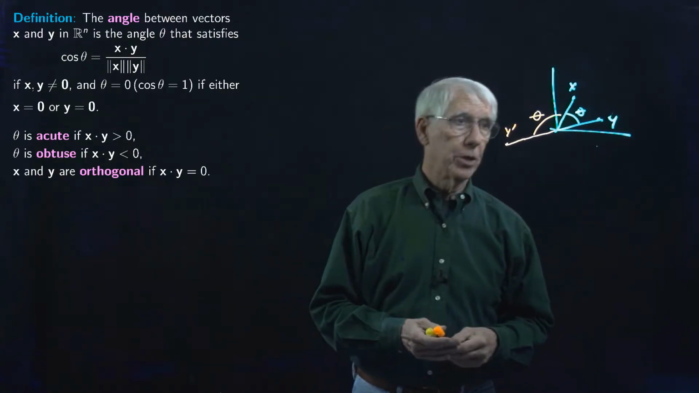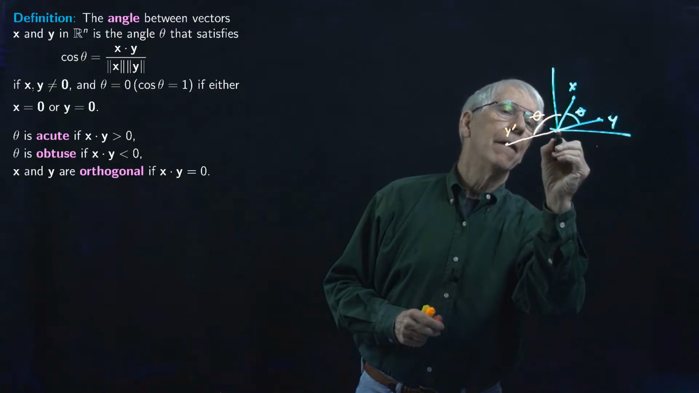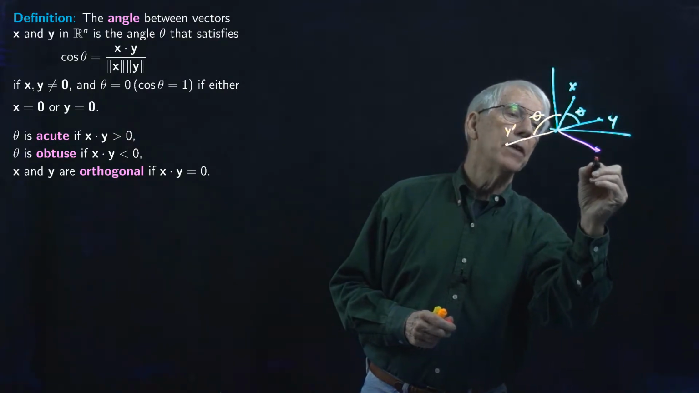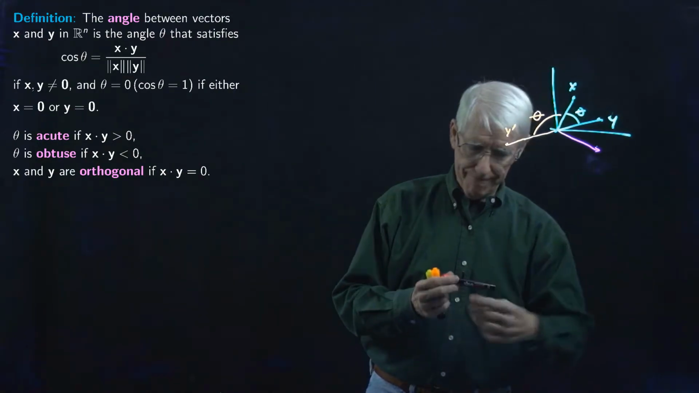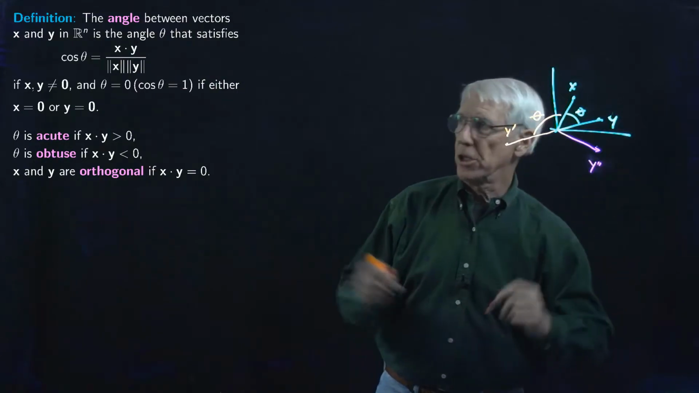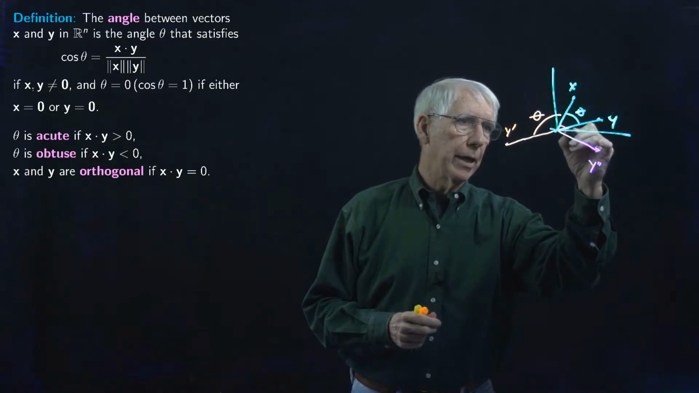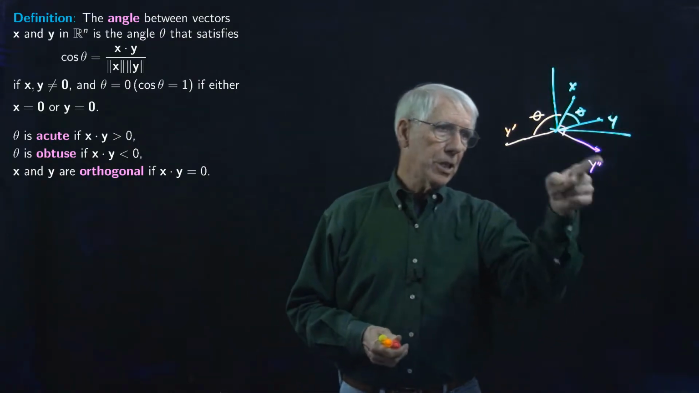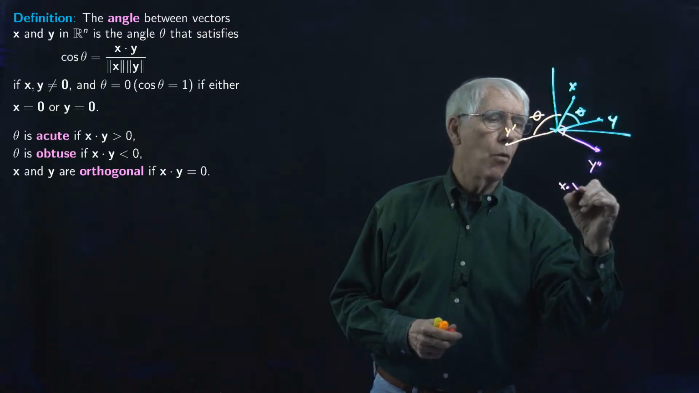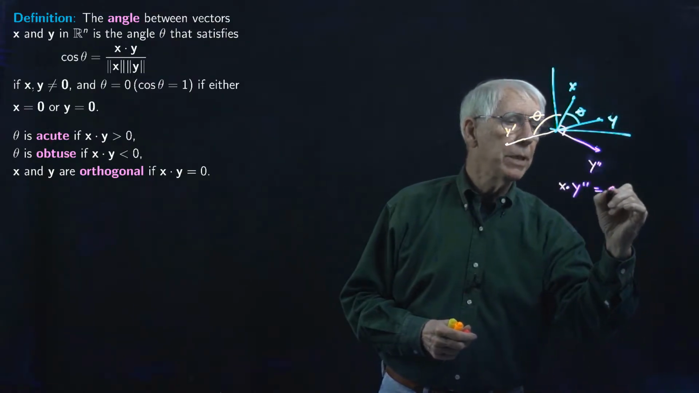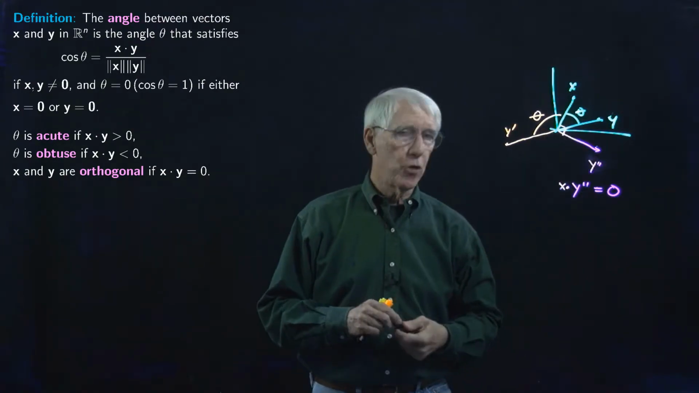And of course, let's take a third color here. If I take a vector like this, let's call it y double prime, just so I continue to use x and y here. So this is supposed to be, the way I drew it, a right angle. And so in this case, we would have x dot y double prime. That would be 0. And we would say that these two vectors, x and y double prime, are orthogonal.